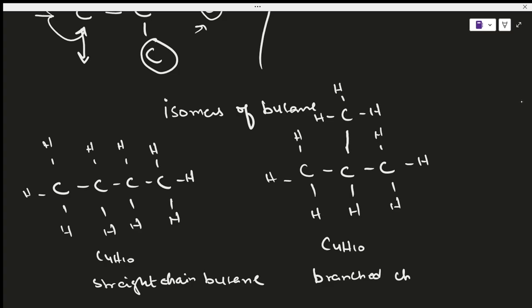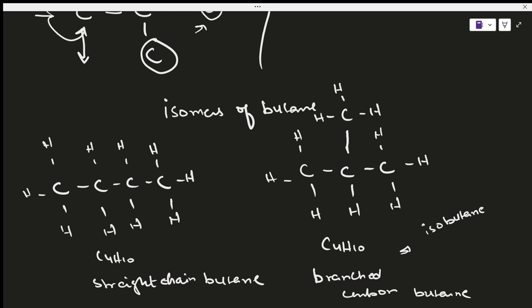chain, or we don't call that chain, branched carbon. You can say chain as well, branched chain butane, and the name for this is isobutane. We don't call this butane, we call this isobutane.